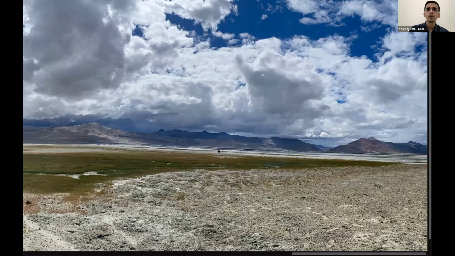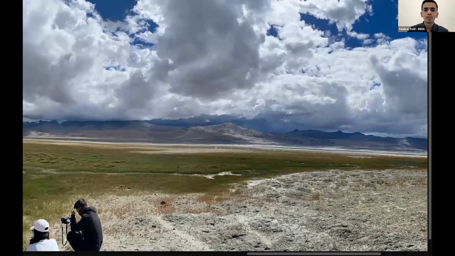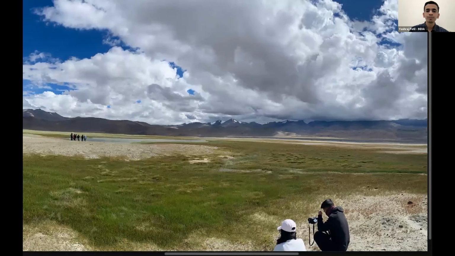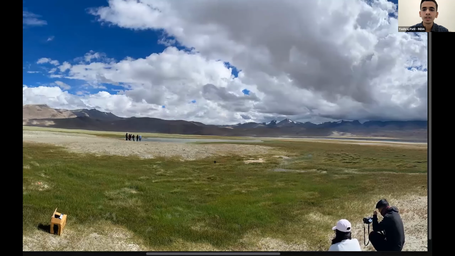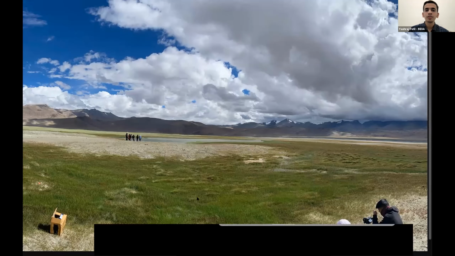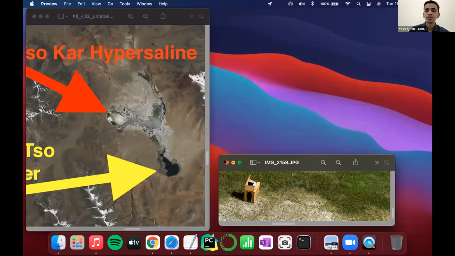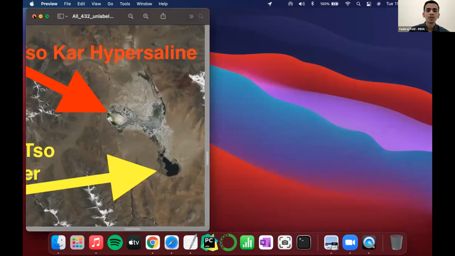So this water is totally dependent on the glacial and snow deposits that melt during summer, and it gives this ecosystem a different kind of perspective. And this whole greenish grassland is actually being formed over the salty lake region. So this is a much more interesting thing that we came across.